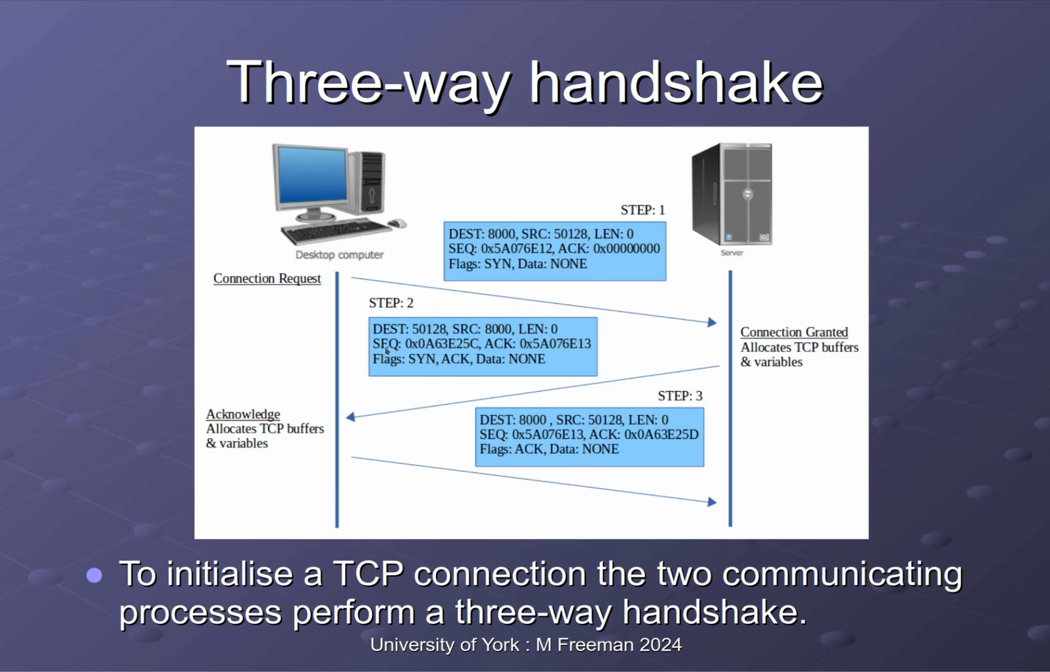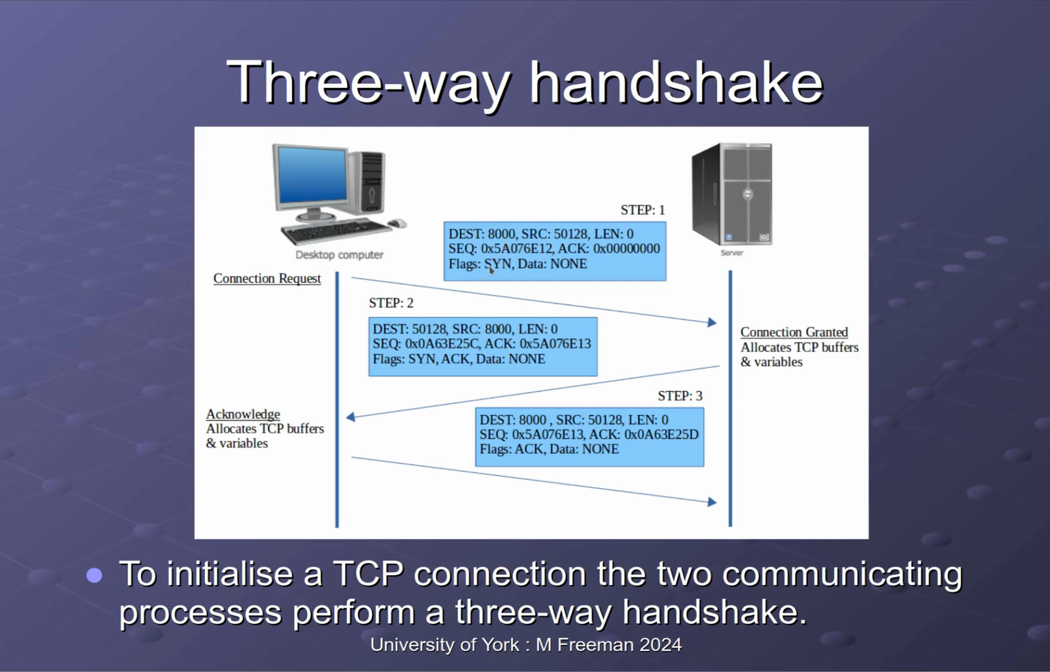Again, this packet will be allocated a sequence number, and again that will be initialized to a random 32-bit value. But you can see that the acknowledgement number is acknowledging the sequence number from the previous packet. Previously it was 0, because at the start of the communication there was no acknowledgement to be made. This is a fresh new communication.